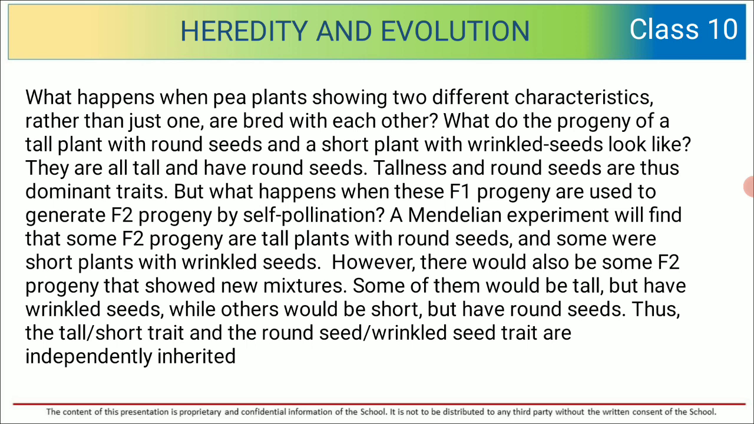So, what happens when these F1 progeny are used to generate F2 progeny by self-pollination? A Mendelian experiment will find that some F2 progeny are tall plants with round seeds and some are short plants with wrinkled seeds. However, there would also be some F2 progeny that showed new mixtures. Some of them would be tall but have wrinkled seeds, while others would be short but have round seeds.